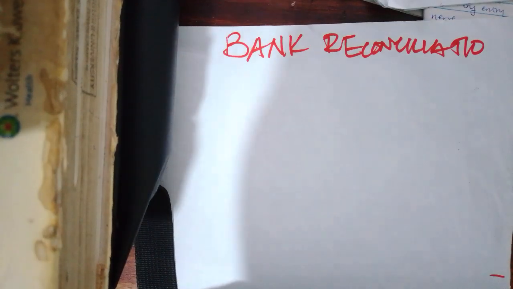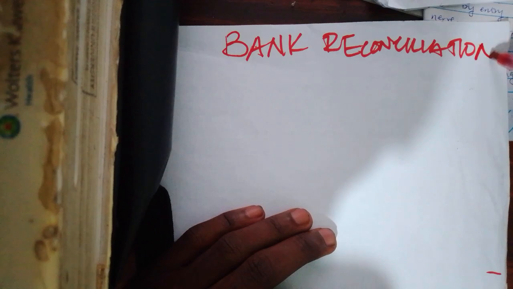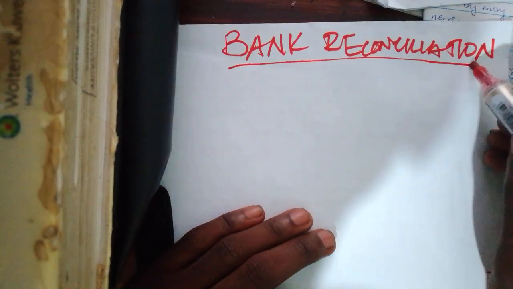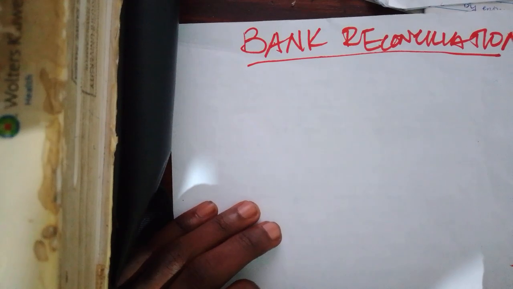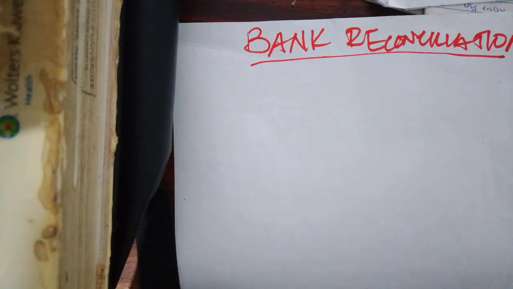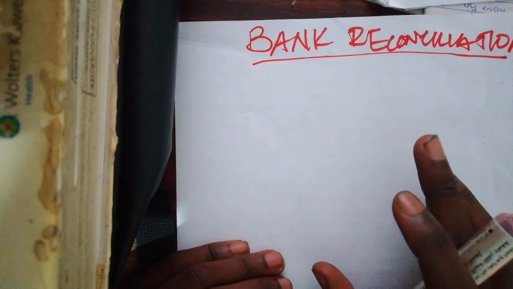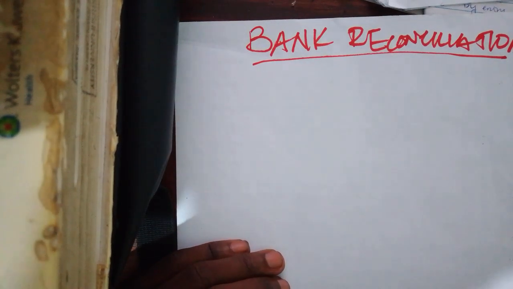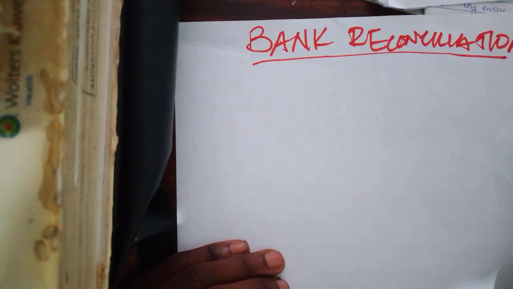Our first video here will be on bank reconciliation. So what exactly is it? Normally, when we are preparing the books of accounts, the cash book and the bank must agree at the end of the month. But due to some reasons, we can find that the cash book and the bank are not agreeing.